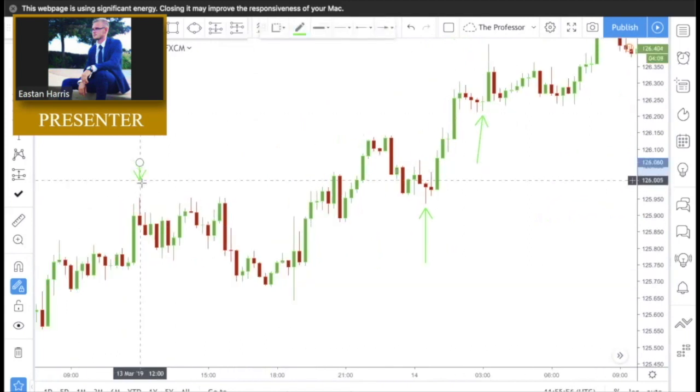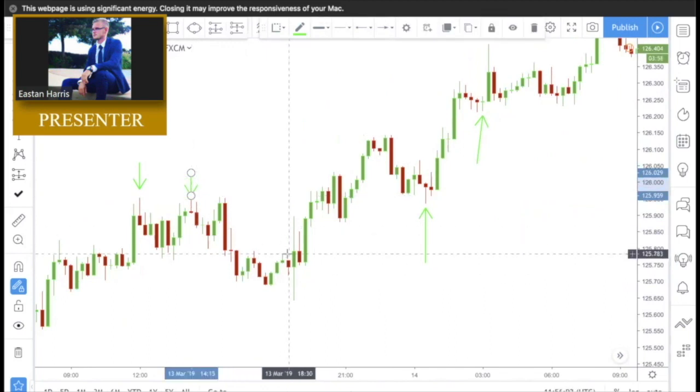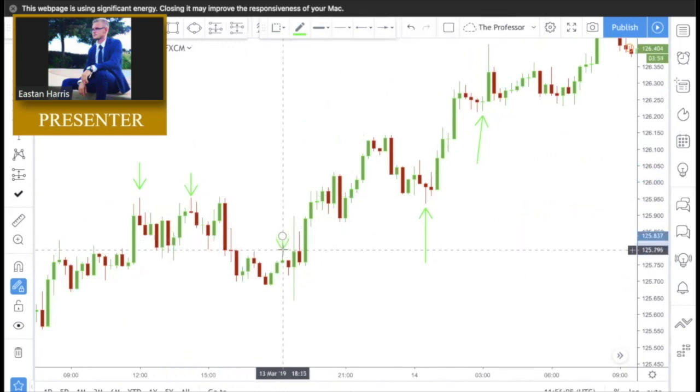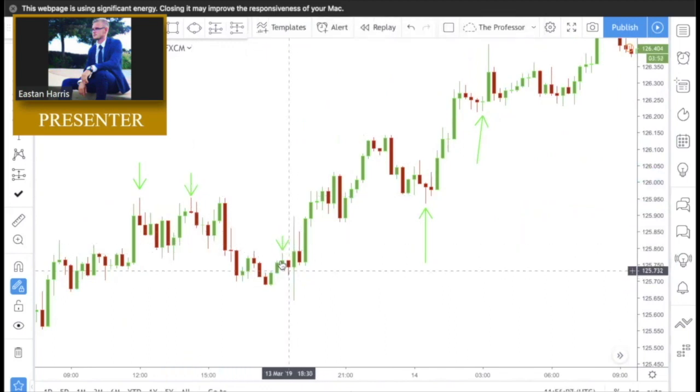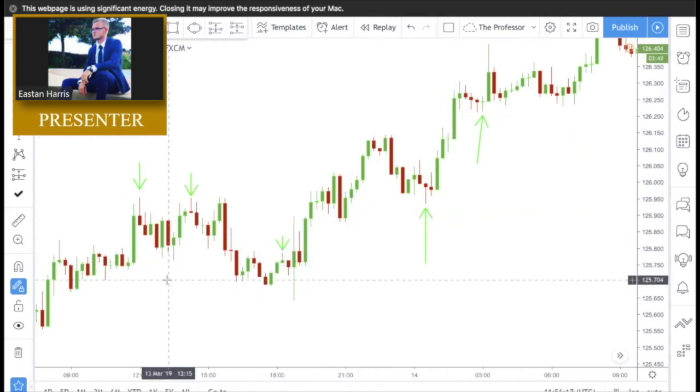Over here, we got a couple. We got this one, this one. We even got a small one over here. See, price printed this smaller one. Price went down a bit and then whipsaw back and forth, creating this doji before heading up.